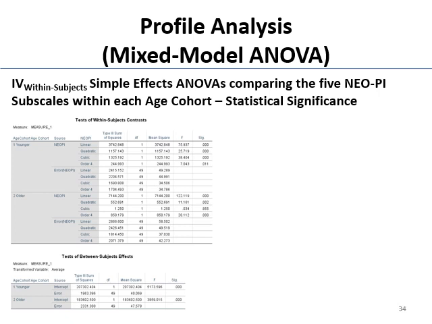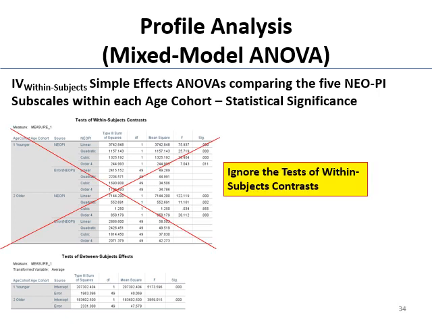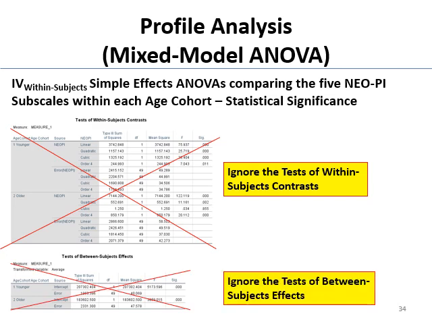In terms of statistical significance, you can ignore the Tests of Within-Subjects Contrasts again. That's the one that's got linear and quadratic. Just ignore that. You can also ignore the Tests of Between-Subjects Effects when that's on the output.